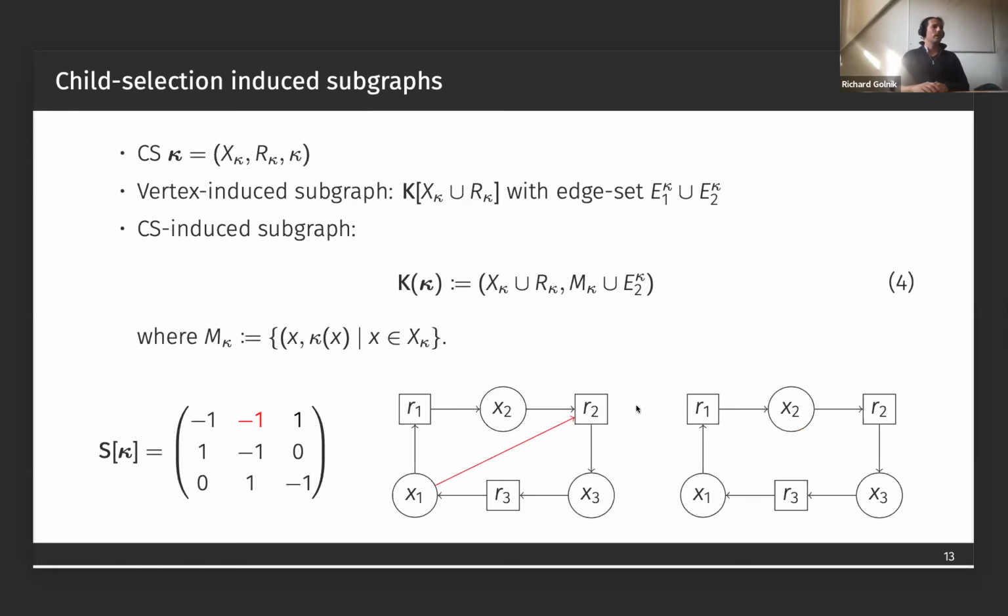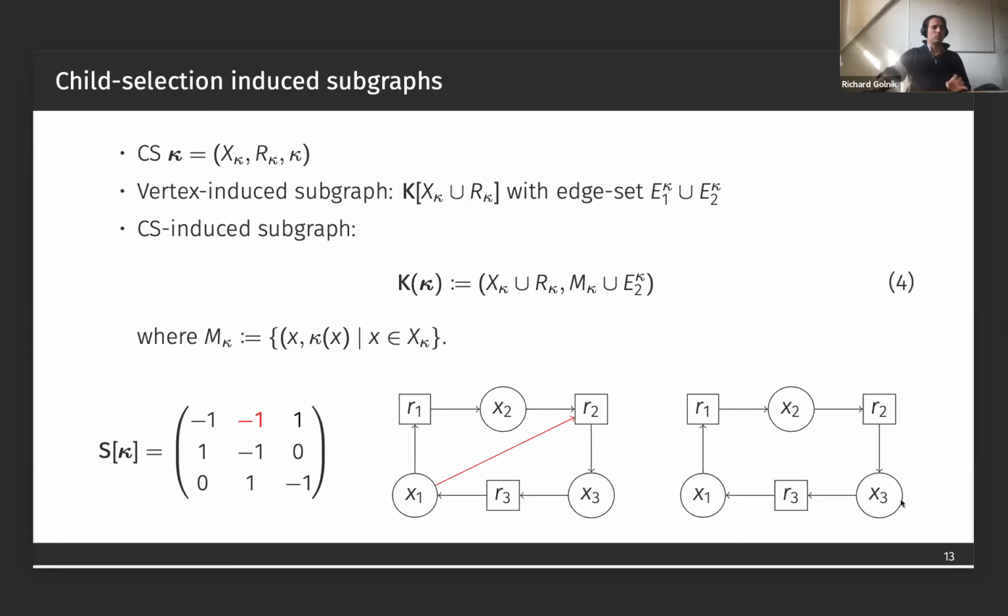But we can also look at the child selection-induced subgraph, as we call it, which has only those reactant to reaction edges that are defined by the child selection or by the corresponding perfect matching. And then we obtain the subgraph here. And then we basically lose this additional reactant to reaction edge. And then you can see that this graph here is represented by the Metzler part of the child selection matrix here.